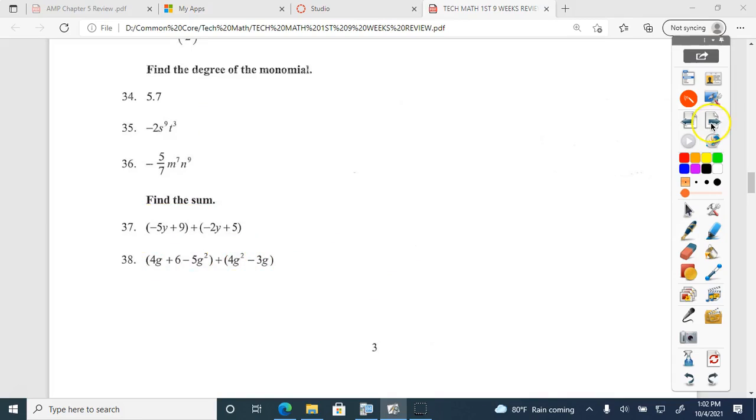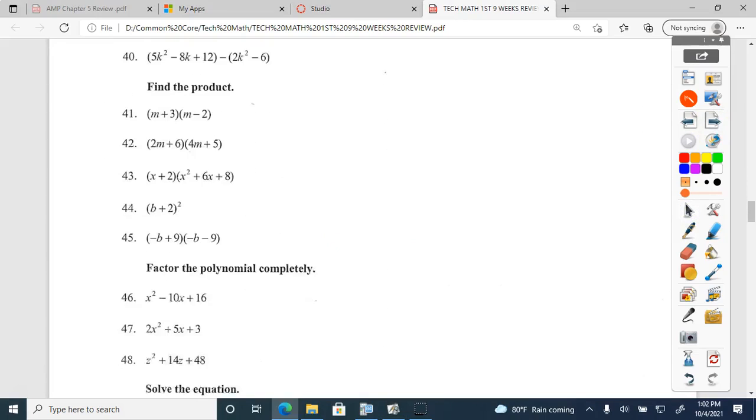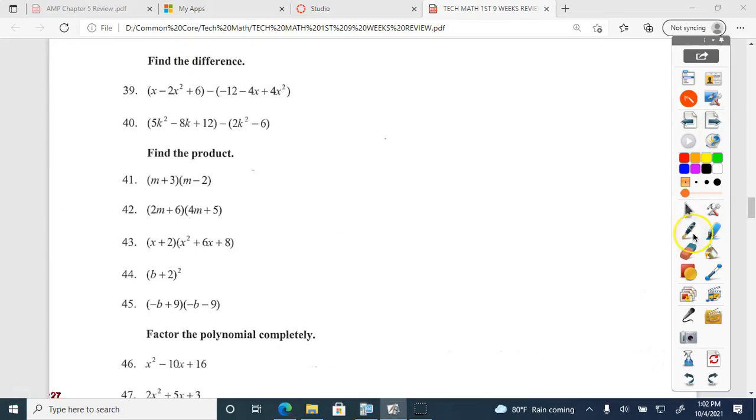39 through the rest of them. 39 and 40, we are not adding anymore. We're subtracting, but Coach Knight doesn't like subtracting. I like adding. So I changed these subtraction signs to plus signs, and I change all the signs behind it. Okay? And then I do it just like I was just doing.